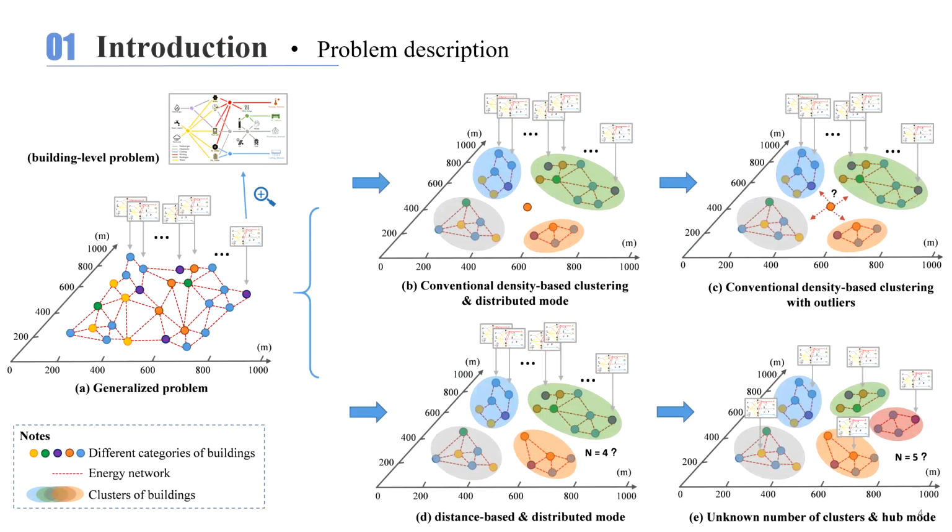To better understand the UES optimization problem, please focus on this graph. This picture illustrates a generalized UES optimization problem in which dozens of buildings with different functions exist on a district map, and each building can build its own energy system and connect to each other by energy network.